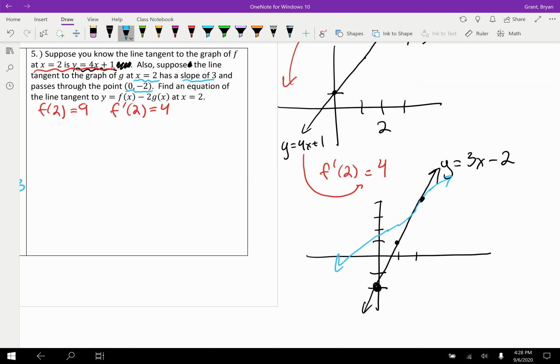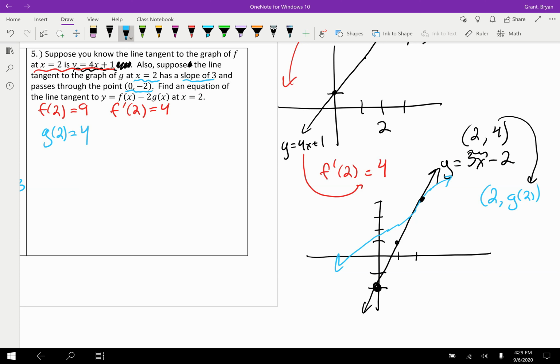What do we know about this? Well, very similar to the last one. First, if we wanted to find the value of g of 2, that's like the point, what happens at g when x is 2, we could just find what happens on here at 2. This is the point 2 comma, if we plug in 2, 2 times 3 is 6, 6 minus 2 is 4. That tells me then that g of 2 is 4, and I'll record that over here. g of 2 is 4, because the tangent line and the original graph have to share that point at their point of tangency.